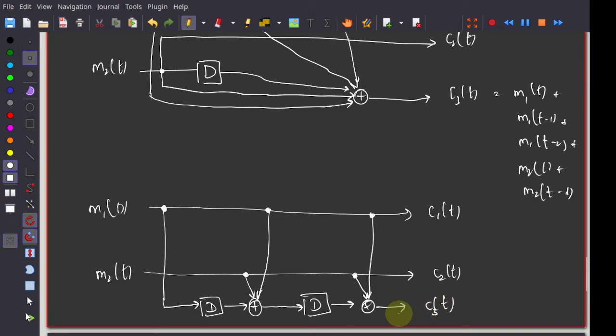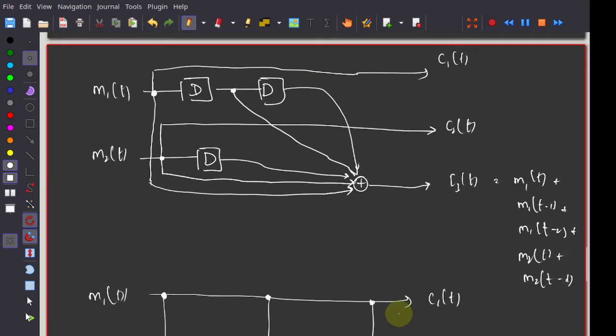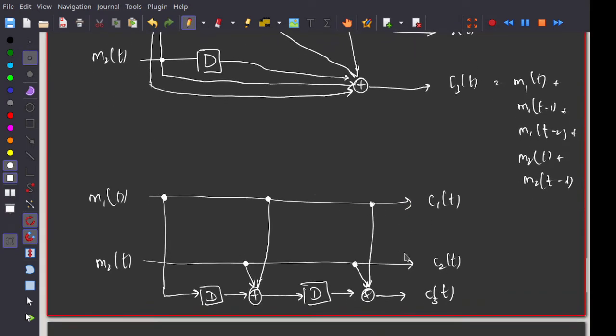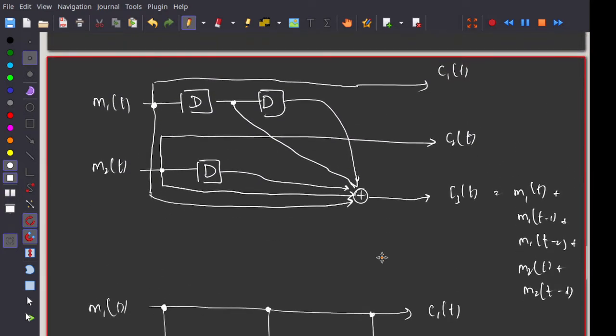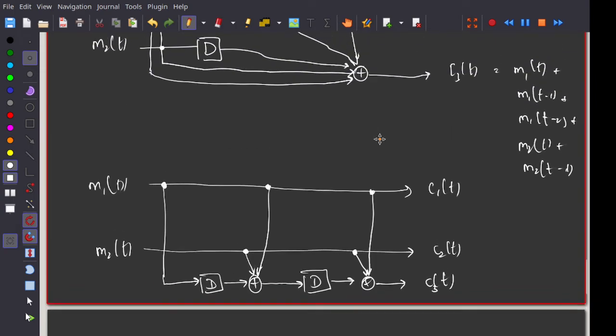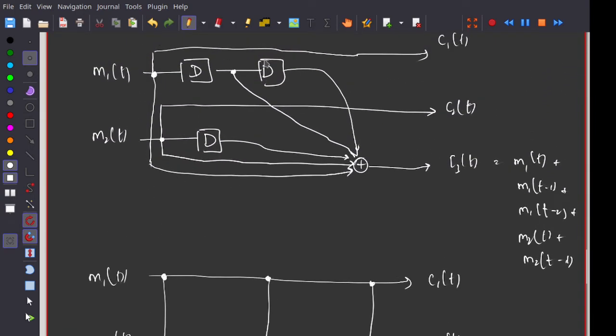right? So this gives me exactly the same code. There's no difference at all. But now this has fewer number of delay elements. So depending on your application, you may want to prefer this particular code over this particular code. Sometimes even for analysis, one particular code or one particular encoder may be more easier to analyze than the other.